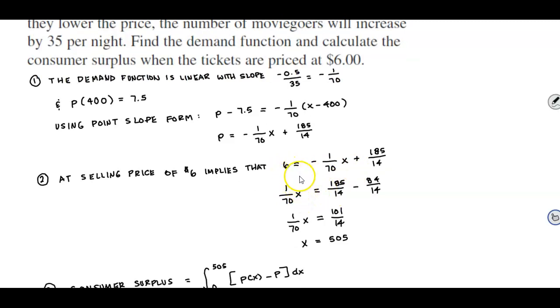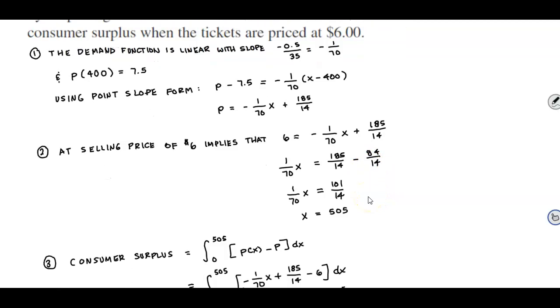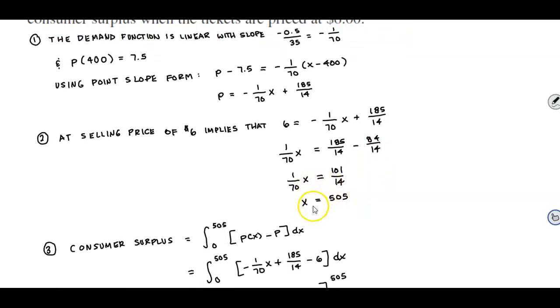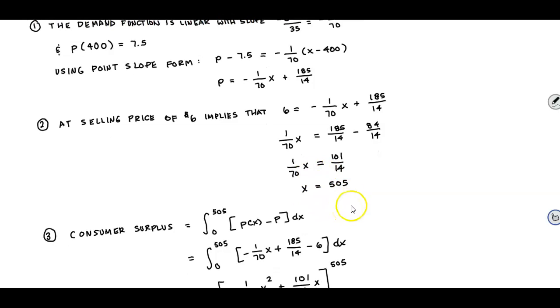So we can add 6 to one side and add the negative 1/70x to the other side. So we get positive 1/70x, which is equal to 185 over 14, minus converting 6 into a fraction with a denominator of 14, which is 84 over 14. And then solving for x, we get x, which is equal to 505.